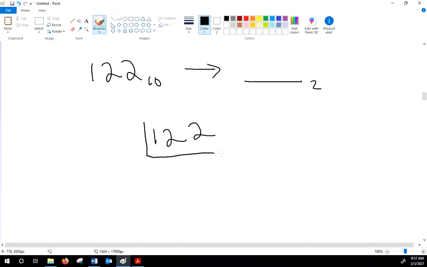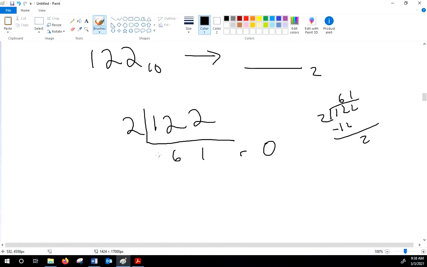And what I do is I draw the division sign upside down, and I put a 2 here. So how many times does 2 go in the 122? If you're not sure, you can do some scratch work over here. It goes into it 61 times, but specifically, what's the remainder? Well, there isn't one. There's no remainder, right? Okay.